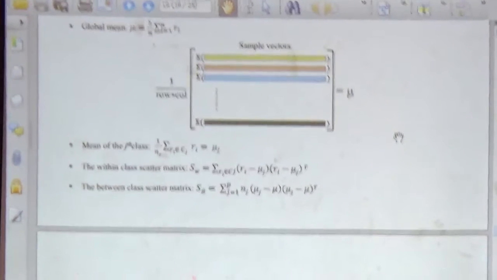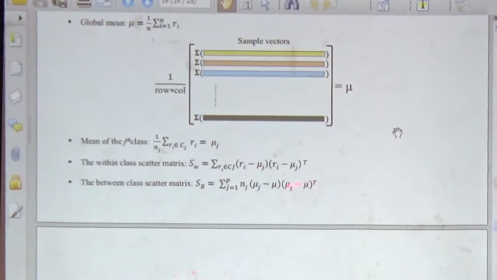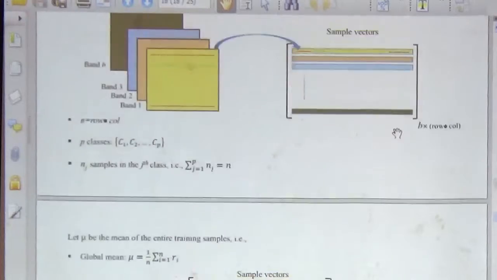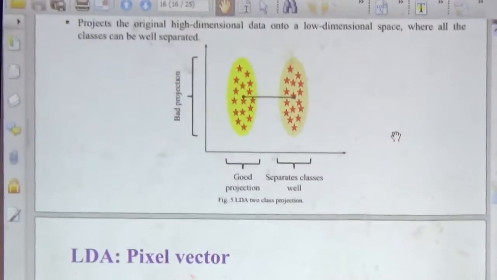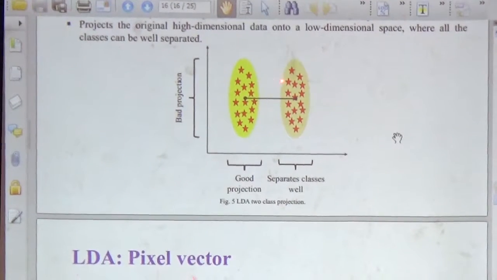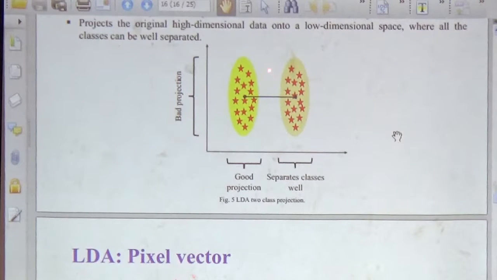So you have a global mean for the data and you are comparing the individual means with that global mean. For example, for that data, the global mean will be lying somewhere in the middle, here. So you are computing the distance from mu j to that global mean, mu1 to mu and mu2 to mu. So it is giving you the idea about separation between classes. And the first one is giving you the idea how well clustered each class is.